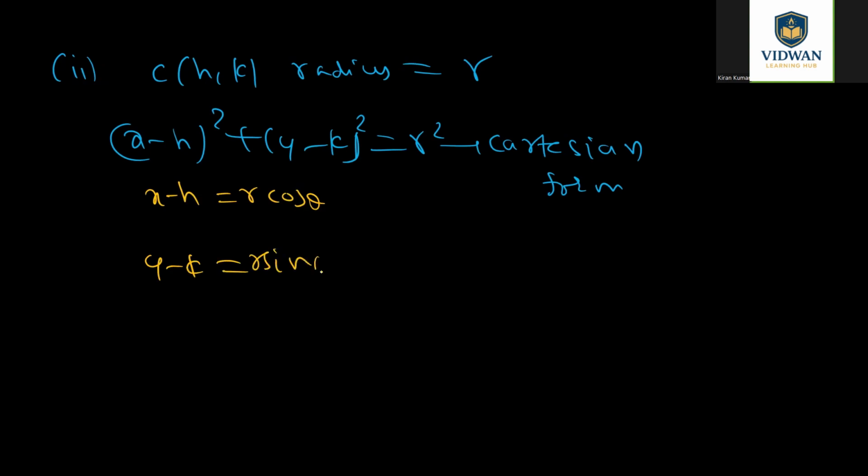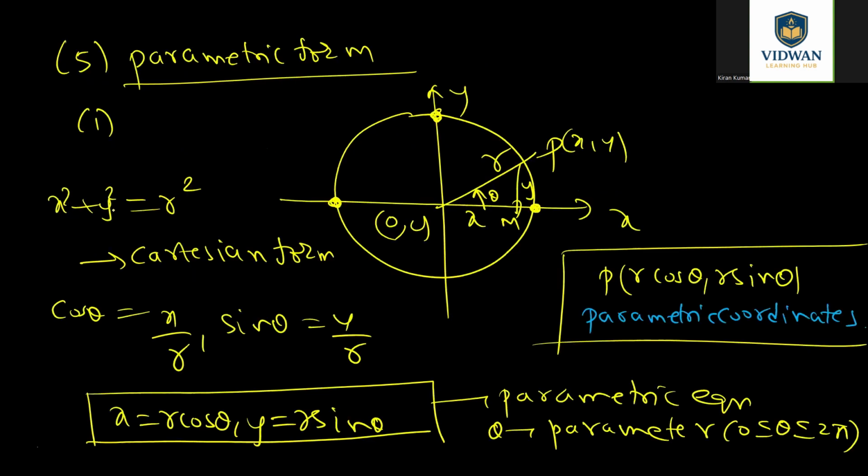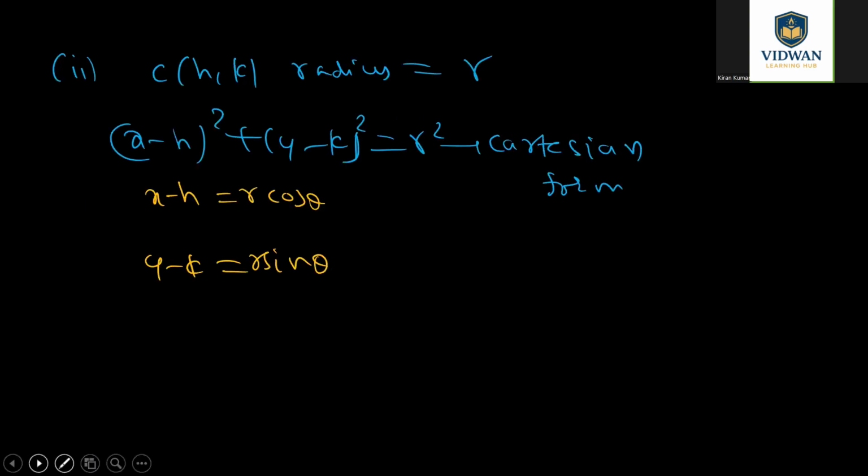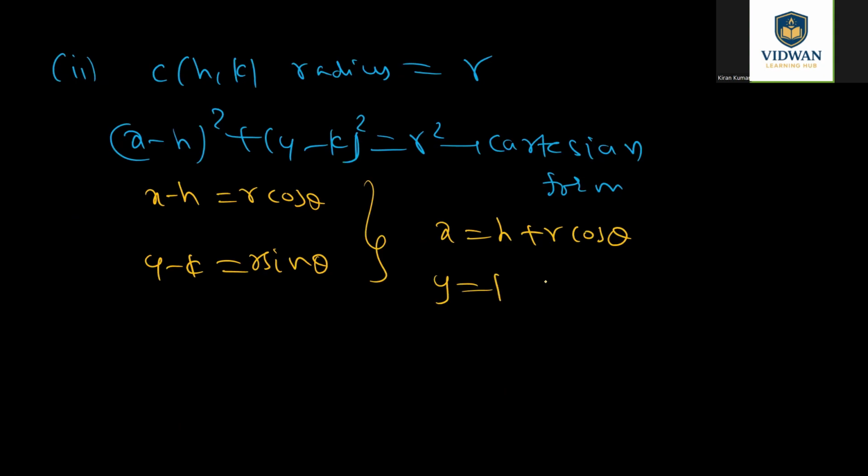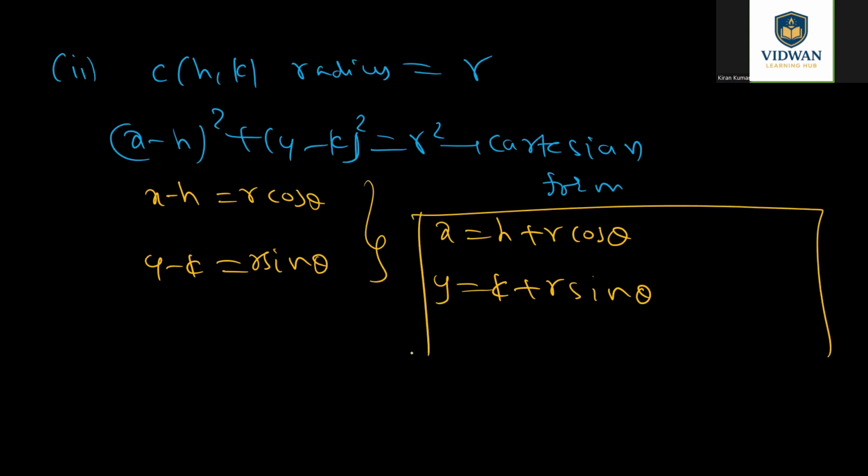So we need not derive again. In the previous equation, for the circle, x and y got changed to x minus h and y minus k. Here also they are changed to x minus h and y minus k. So we therefore get x equal to h plus r cos theta and y equal to k plus r sin theta. This is the parametric equation of the circle given in the standard form, whose center is (h, k) and radius is r. And here also theta lies between 0 and 2 pi.